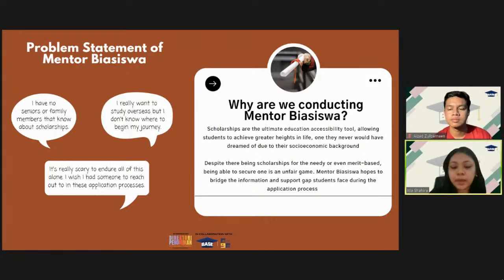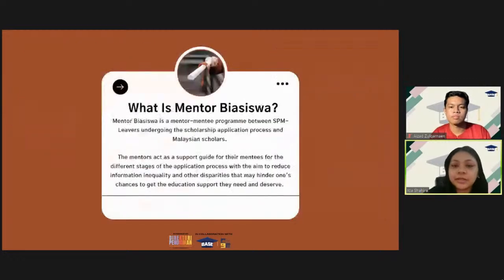So having our targeted stakeholders in mind, issues that we could think of were, maybe you wanted to fly overseas, but you never knew how, or you're going to undergo the scholarship process, but it's all so scary and you don't know if you can finish through the application. So with all of these different issues and struggles that students may have in mind, we created Mentor Biasiswa.